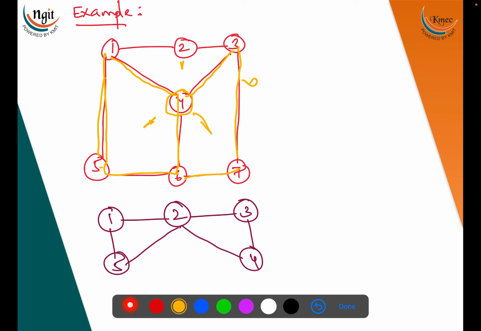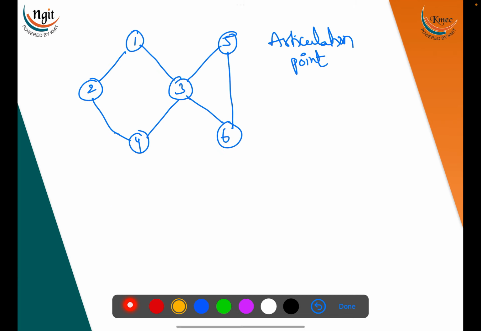Now let's see this also. And this is what? 1 to 2, 2 to 3, 3 to 4. And again you have to go back to 2. So a Hamiltonian cycle is not possible. Because see, this 2 is what? It is an articulation point. So what is an articulation point? I'll show you even this graph. This graph also, you can say this is an articulation point.